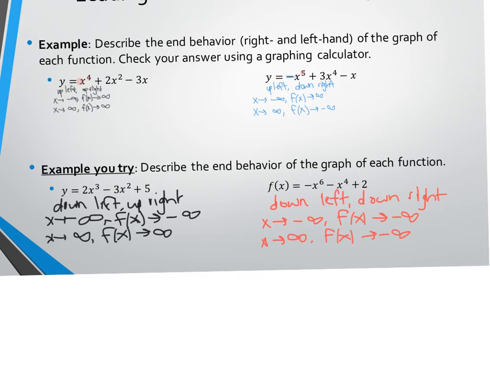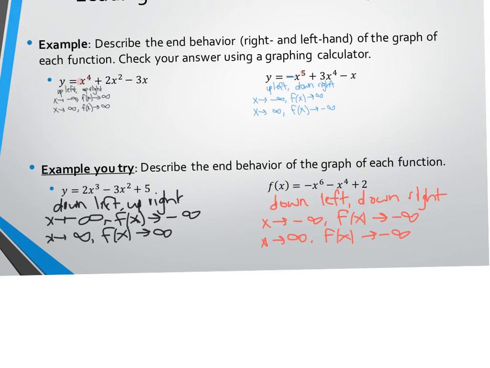Okay, so hopefully you found for the first example you try, you have going down to the left and up to the right. Notice your leading coefficient is positive with an odd degree. So that means we're going to go down to the left and up to the right. Notice your left-hand behavior. As x approaches negative infinity, y is going to negative infinity. And as x approaches positive infinity, y is going to positive infinity.